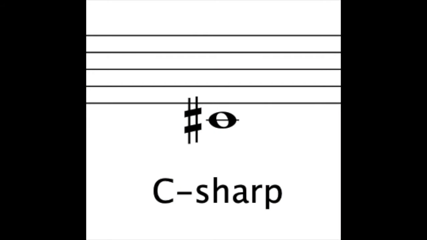See the pictures I'm showing you, the sharp sign goes in front of the note that is to be sharped. All right, and same with a flat sign. Flat sign goes in front of the note. Okay.